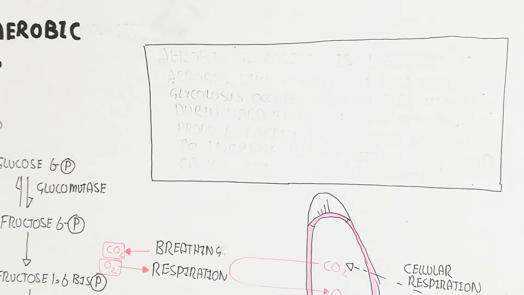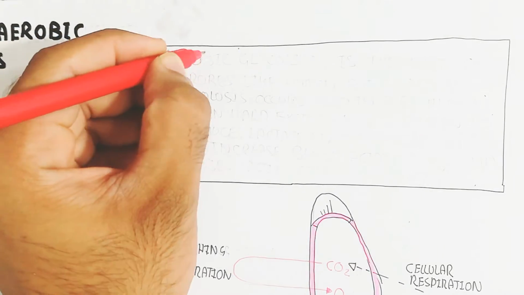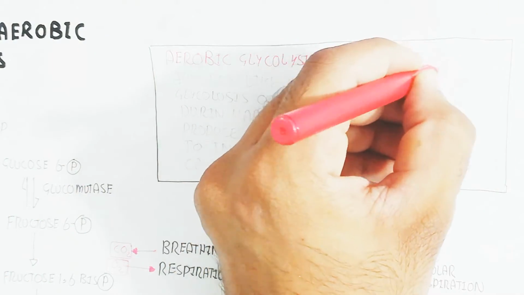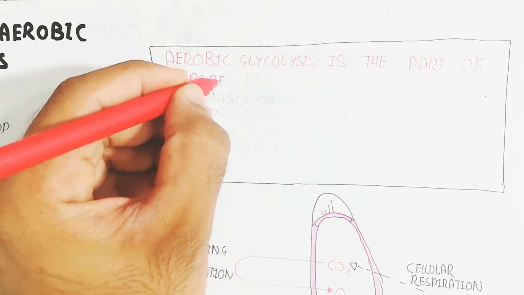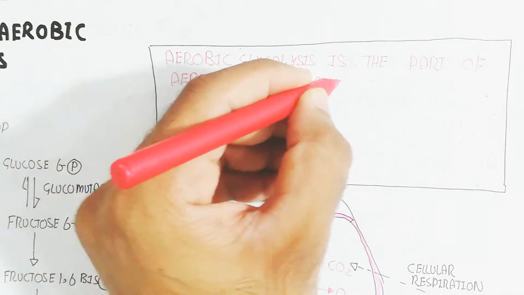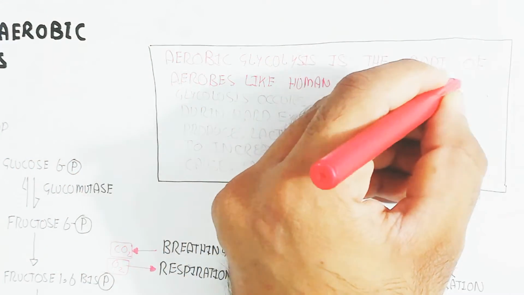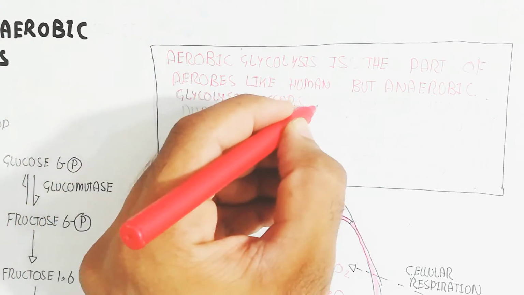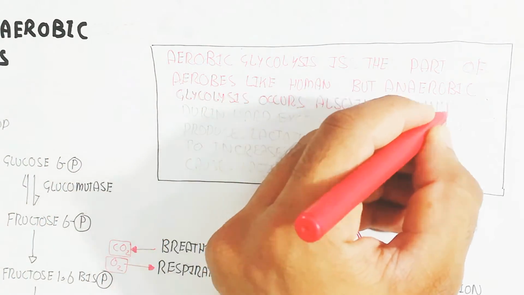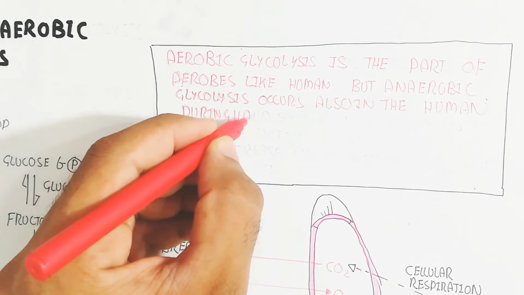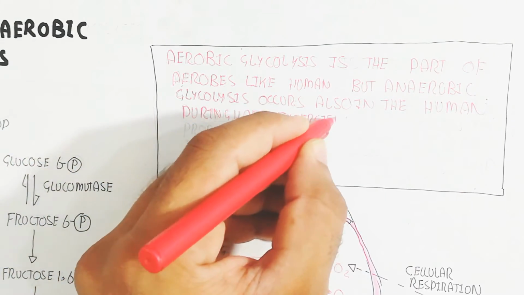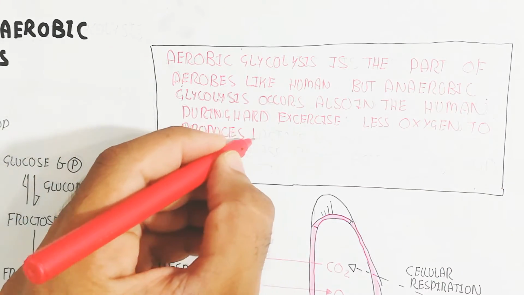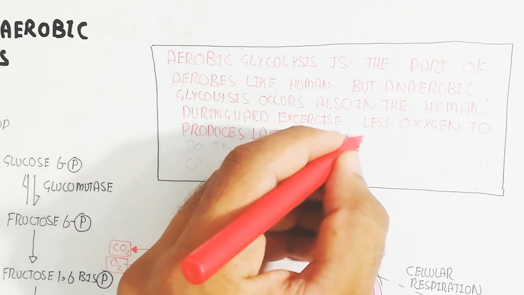Aerobic glycolysis produces pyruvate, and the NADH will be used in the mitochondria. But in the case of anaerobic glycolysis, the NADH will be used for the production of lactate and alcohol, etc. So aerobic glycolysis is part of aerobes like humans, but anaerobic glycolysis also occurs in humans during hard exercise, with less oxygen, to produce lactate.